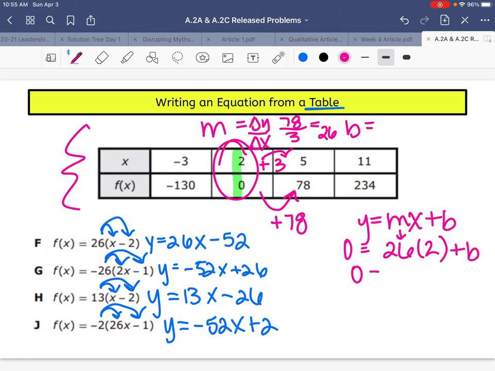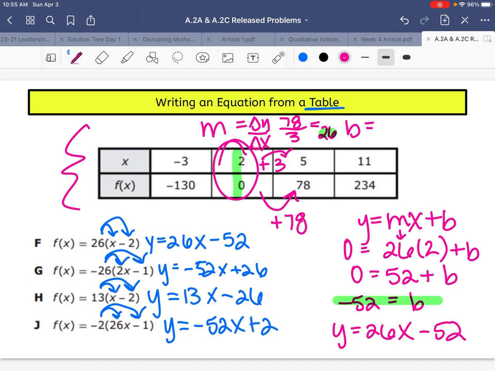So 0 will equal 52 plus whatever b is. So b will equal negative 52. Now that we've found all of those values that we need, again, we can put them in slope-intercept form. So y will equal 26 times x minus 52. So F is our answer choice here.